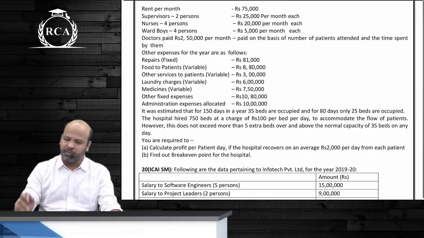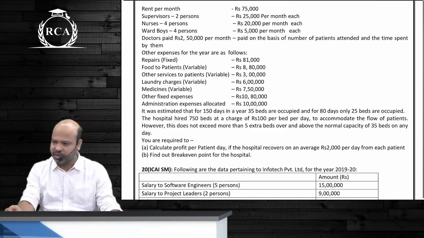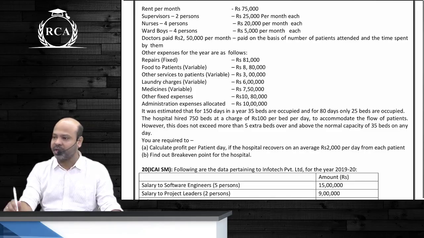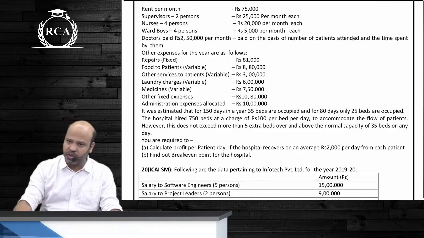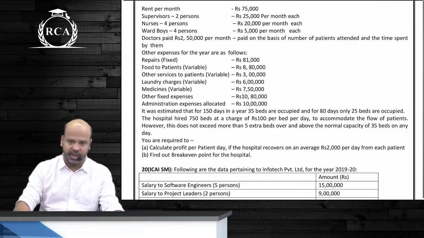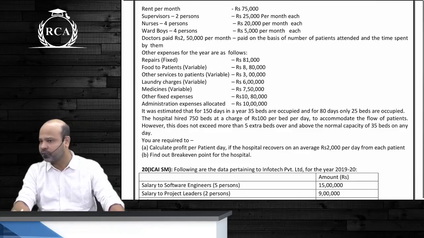The only problem with the question is that they did not give us any data for the remaining 135 days. 150 days plus 80 days is 230 days. बाकी के 135 days का कुछ भी data नहीं है. We will have to assume that there are no patients only. Are we clear about this? We cannot question the information here. That is why you will directly take data only for those 230 days. Any doubt in this part?